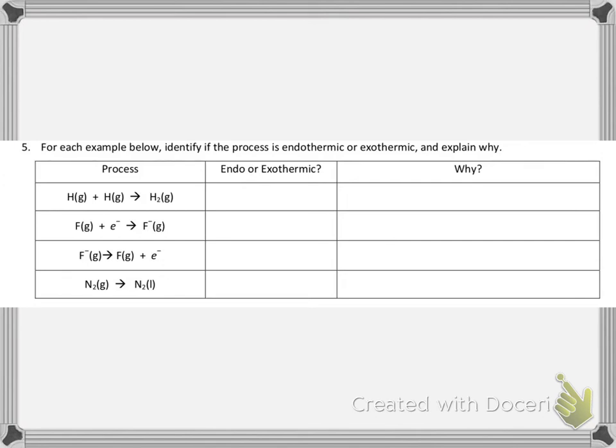So for the very first one, notice we've got a single hydrogen atom plus another hydrogen atom, and they are forming a chemical bond. Well, I hope you remember that forming new chemical bonds, you're always going to a more stable place, so these are exothermic because the energy is being released. And as for reason, you can literally say it's forming a new bond.